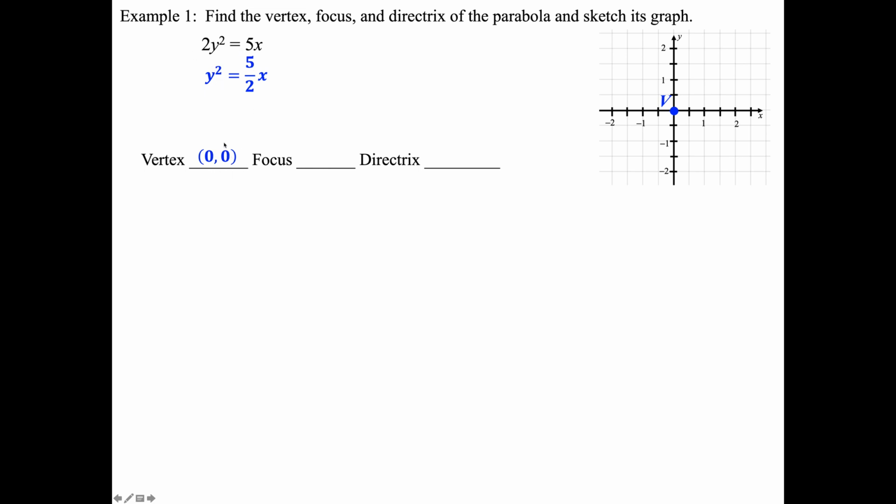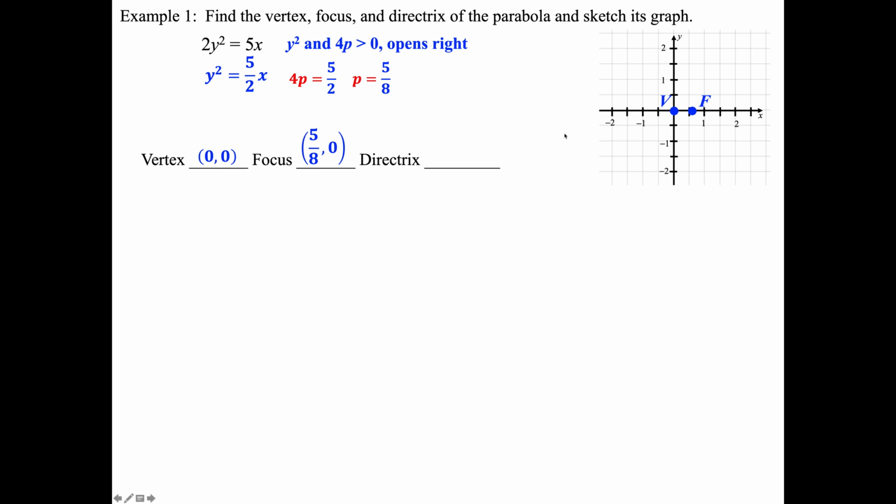I notice nobody's being added or subtracted to my x or y, so that puts my vertex at the origin. To find my focus, this 5/2 is your 4p value, and since it's positive, it's going to be a parabola that opens to the right because we're starting with y squared. I'm going to set 4p equal to 5/2, solve for p, divide over the 4, and I get 5/8. So that means I'm going to the right 5/8, and so that would be (5/8, 0) for my focus.